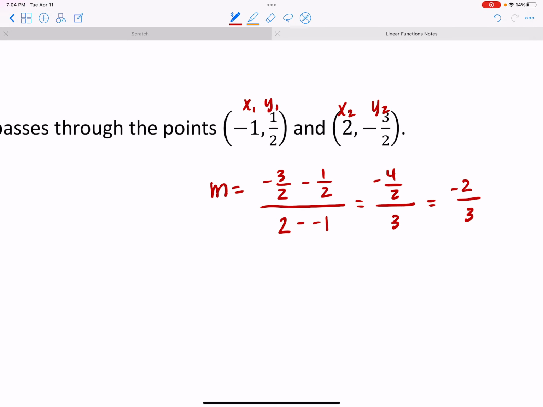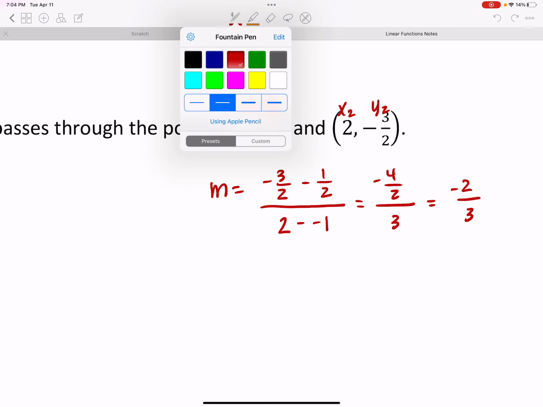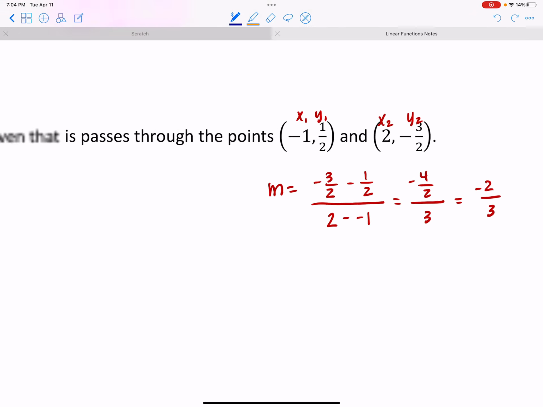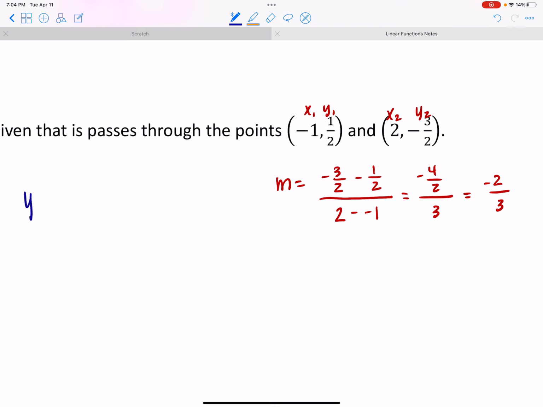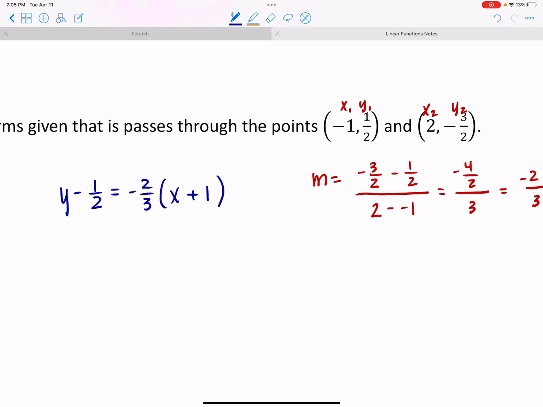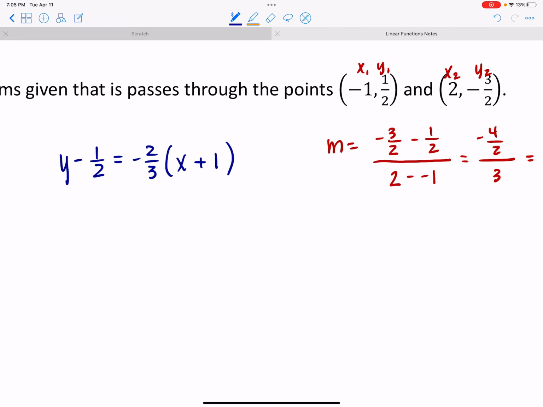Now, I want to use that slope, and I'm going to just choose my first point here to write my point slope form. So point slope form is going to be y minus y1, which is 1/2, equal to m, which we found was negative 2/3, times x minus x1, which is a negative 1. So minus a negative 1 becomes a plus 1. And that's it for the point slope form. Then we simplify to get to our slope intercept form.